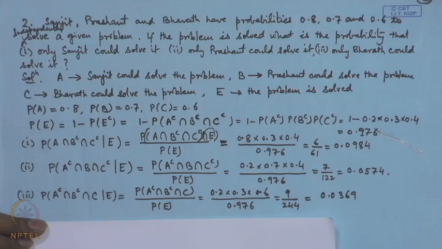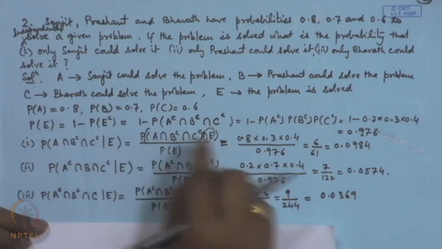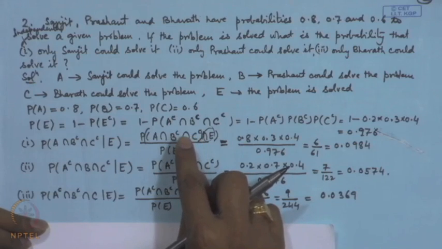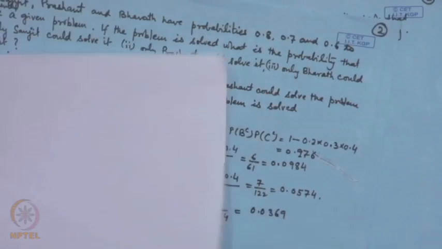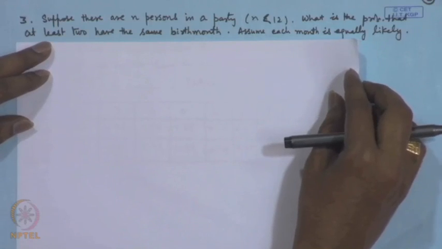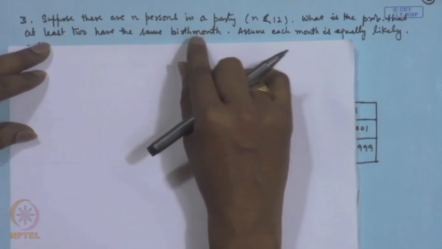So, this is an application of the concept of conditional probability as well as the concept of independence that we have used here. Now, let me take another simple problem here. Now, this is one of the famous problems which is called the birthday problem. Here we are looking at a modification of that same problem.